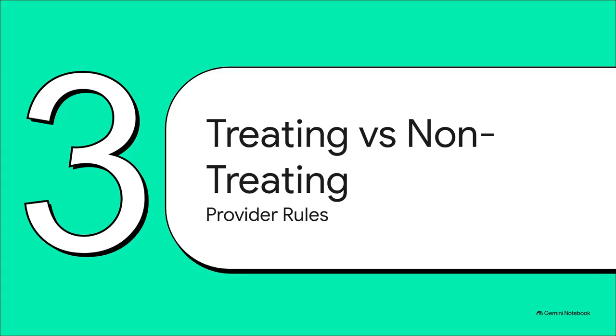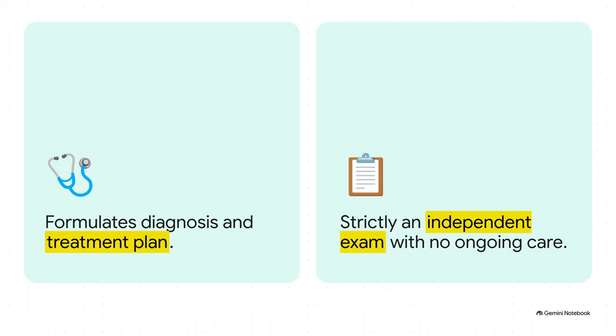Which brings us to Section 3, the massive difference between treating and non-treating rules. There is a huge fundamental divide here, based entirely on the provider's status. Let's say you're the treating provider using 99455 for a work-related disability exam. Your documentation absolutely has to reflect that ongoing relationship. You actually have to formulate a diagnosis, formally assess the patient's capabilities, calculate their impairment, and, this is key, develop a future medical treatment plan.